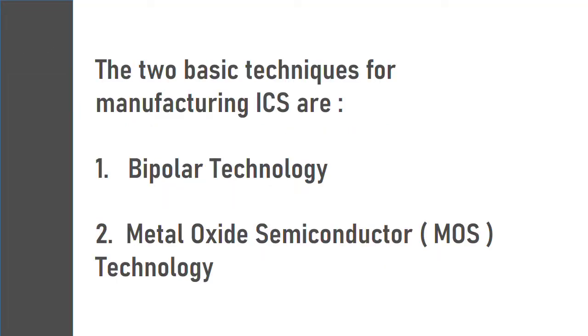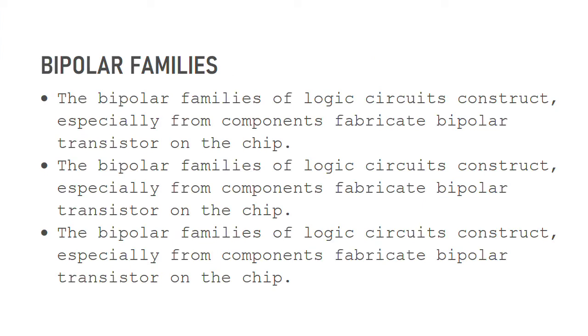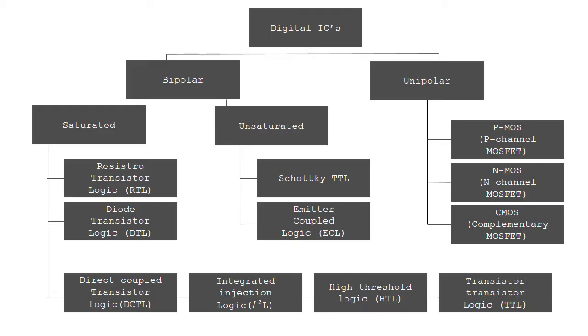The basic techniques for manufacturing ICs are the bipolar technology and the metal oxide semiconductor, or MOS, technology. The bipolar family is logic circuits constructed specially from components fabricated as bipolar transistors in the chip. In the bipolar category, there are three basic families called diode transistor logic or DTL, transistor transistor logic or TTL, and emitter coupled logic or ECL.